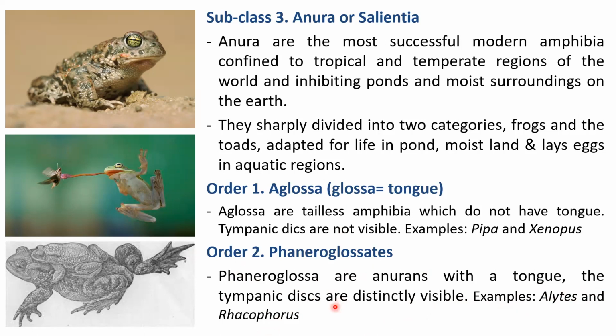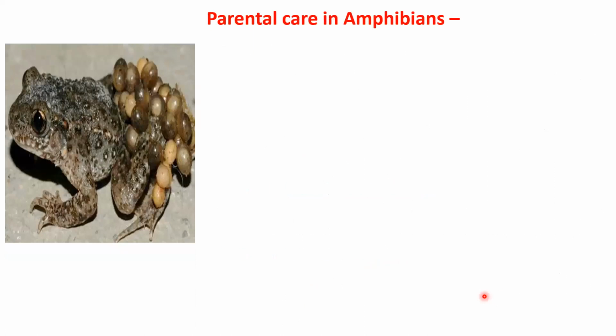The tympanic disc or the tympanic membrane is present in this region, particularly the anterior region of their body, or we can say in the head region below the eyes. This tympanic membrane is present. So from this, the Phaneroglossa, the examples are Hyla and Rhacophorus.